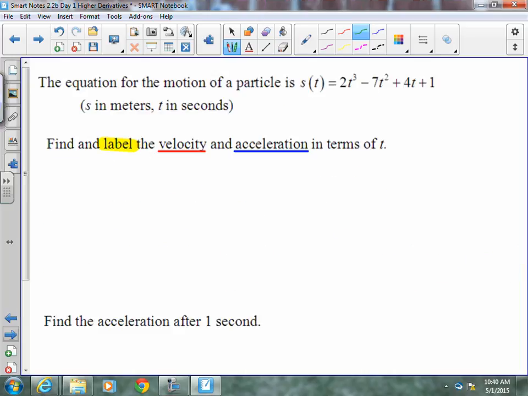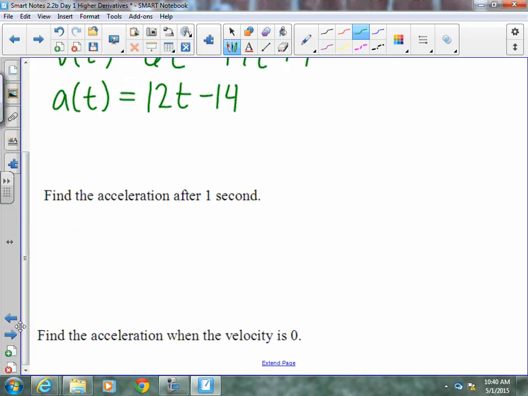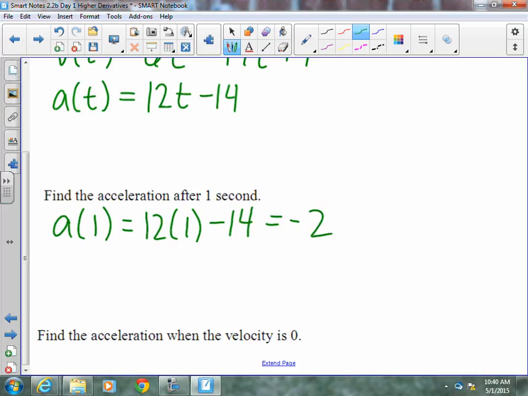So, find and label the velocity and acceleration. Velocity is the first derivative, so we get 6t squared minus 14t plus 4. Acceleration is the derivative of the velocity, so we get 12t minus 14. Part B, find the acceleration after 1 second. Well, the acceleration after 1 second is what we get when we plug 1 into the acceleration, which is negative 2 meters per second squared. Make sure you're labeling things if you know the labels.